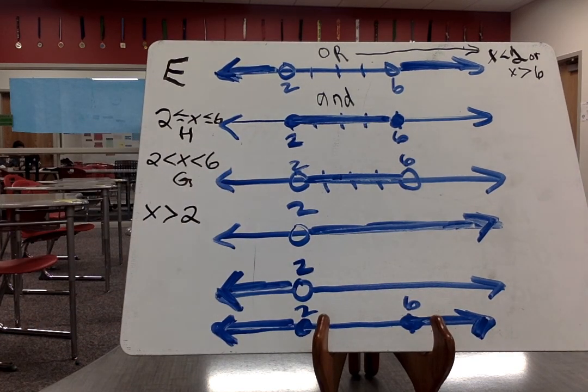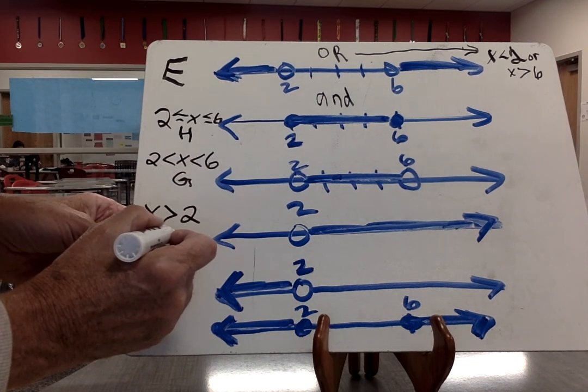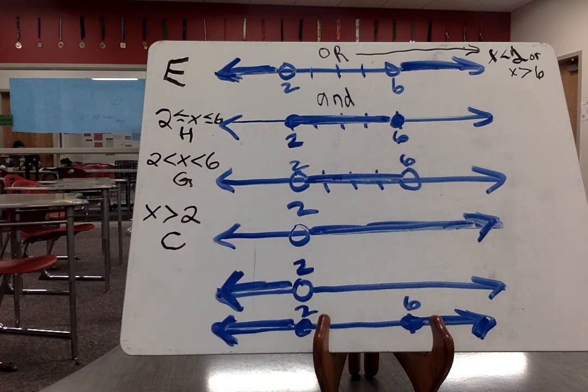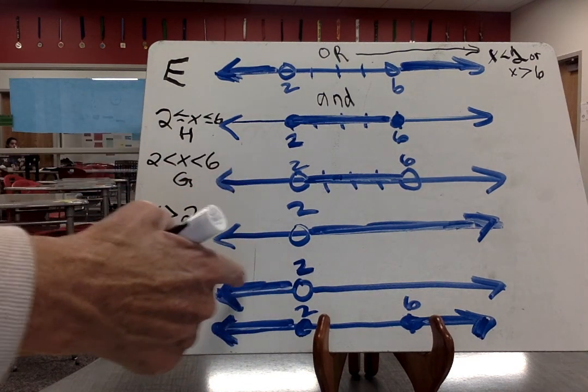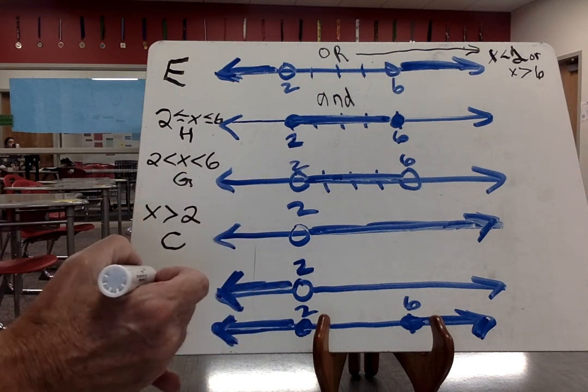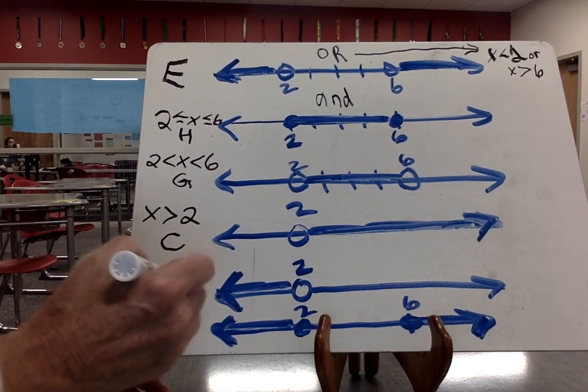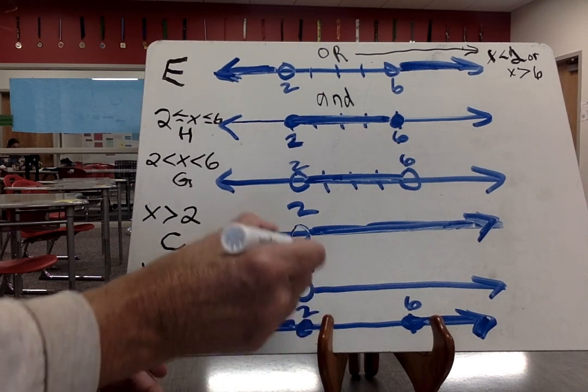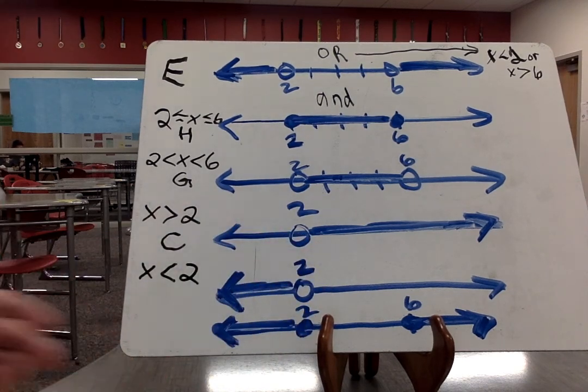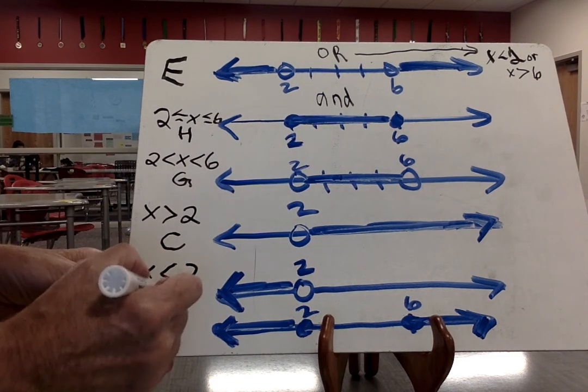And which one has X is greater than 2? C. Okay, next, we look at the next one. Open dot at 2, and it's shaded to the left. We say X is less than 2. And again, 2 is not included because it's an open circle. So X is less than 2 is an A.